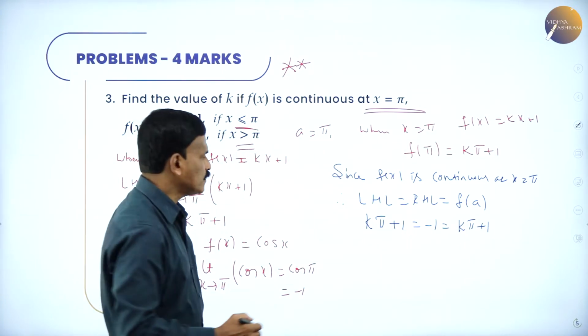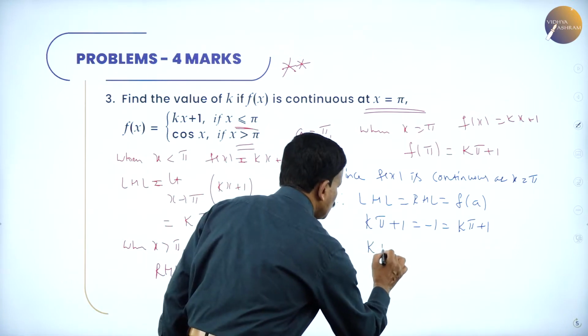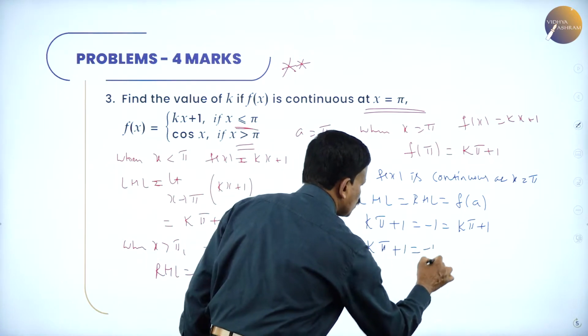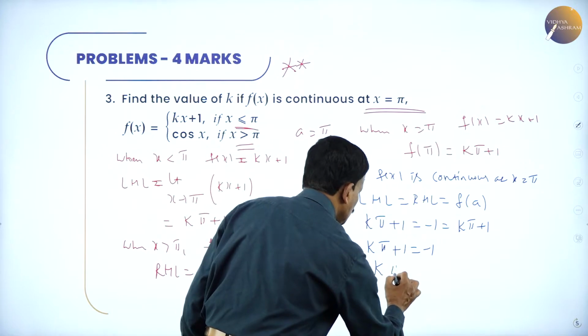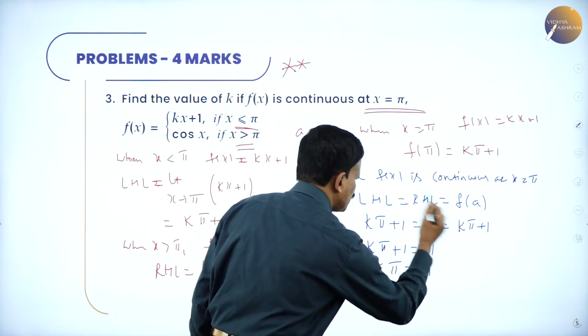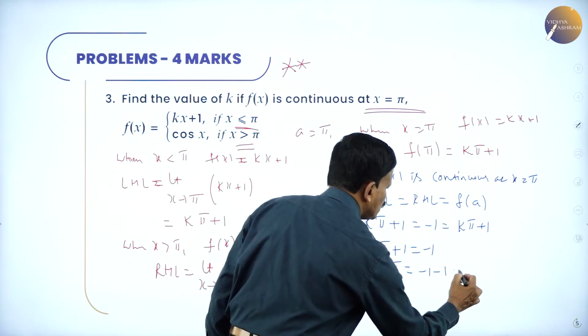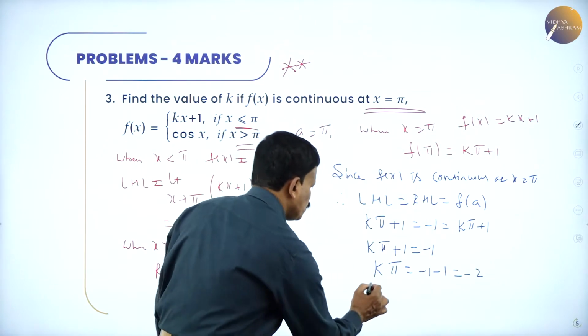Equate first and second. So therefore k into pi plus 1 is equal to minus 1. k into pi is equal to minus 1. Transfer plus 1, becomes minus 1. Minus 1 minus 1 is minus 2.